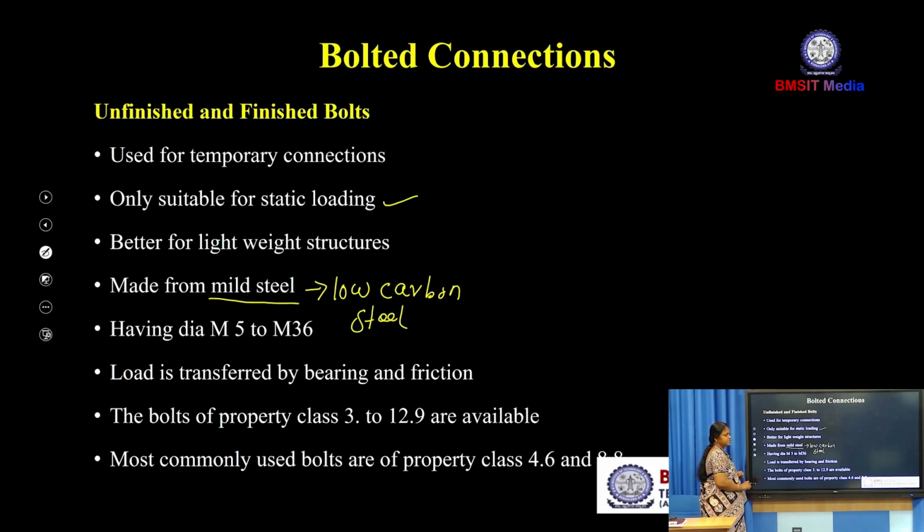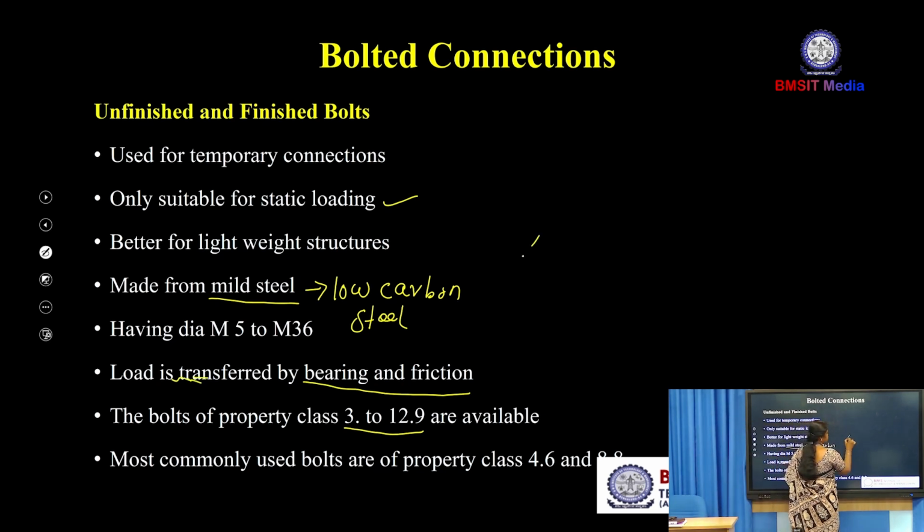In the unfinished and finished bolt, load is transferred by bearing and friction. Through bearing and friction only, the load is transferred to the plate. Here, bolts of property class 3.6 to 12.9 are available. The most commonly used bolts are 4.6 and 8.8. So here we can mention the grade of bolt as 4.6 or 8.8.